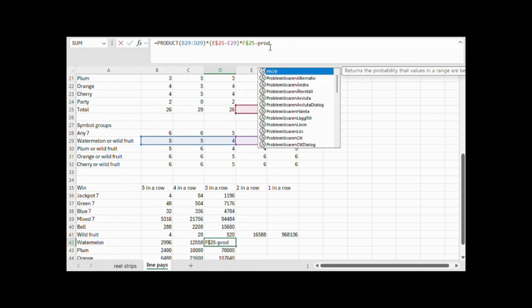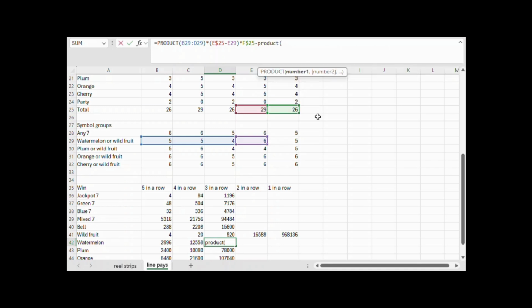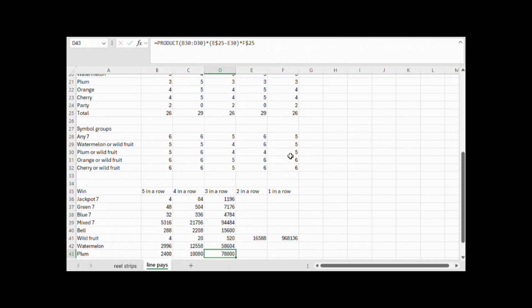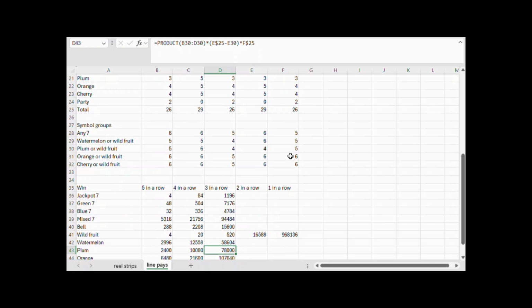And for 3 watermelon, let's subtract out the number of ways to get wilds on reels 1 to 3 times the number of ways to get anything but a wild or a watermelon on reel 4 times the number of ways to get anything on reel 5.